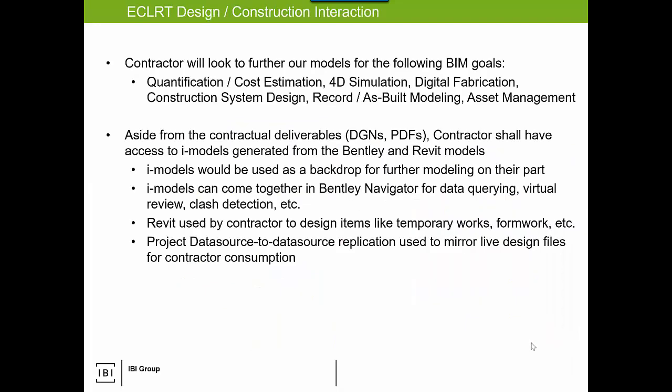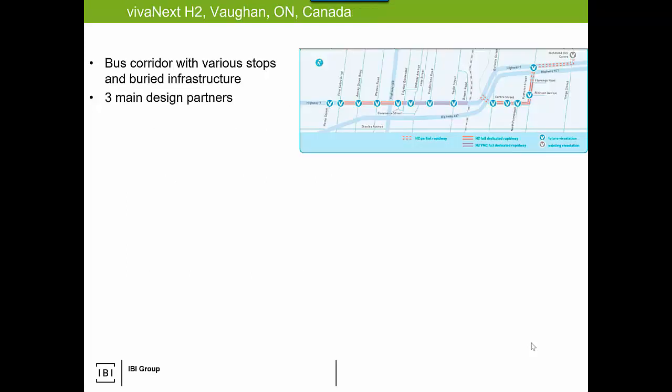Next, we're going to talk about the Viva Next project. This is a bus rapid transit corridor that is occurring up on Highway 7 in Vaughan. Here we had three main design partners. This was interesting in that this middle portion is already constructed, and then we're designing the portion on the east and the portion on the west. Here, it was again a P3 project, and we did full linear BIM implementation.